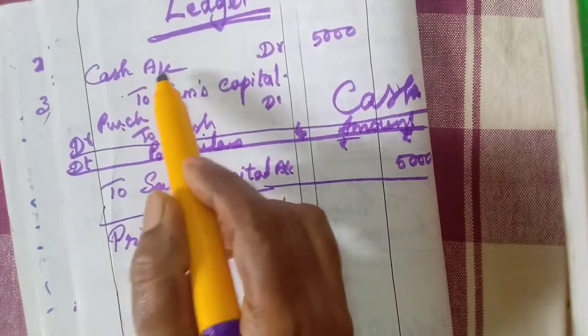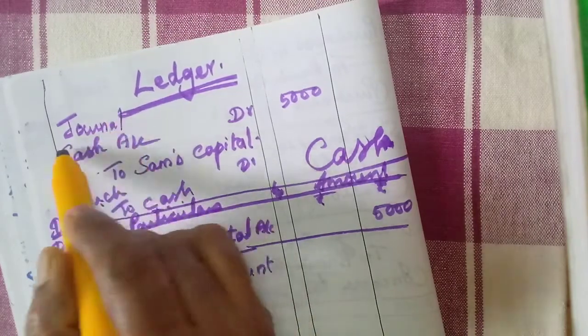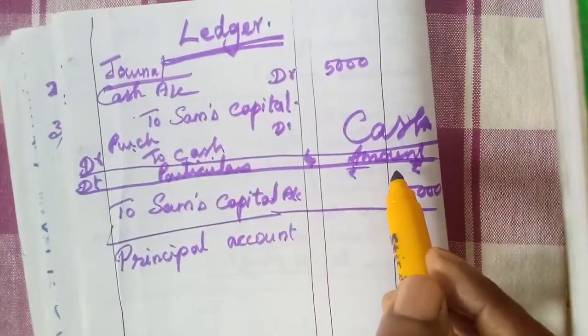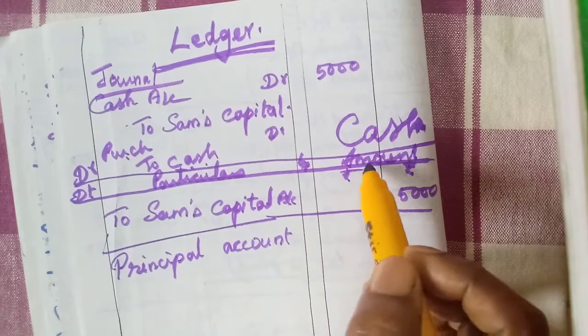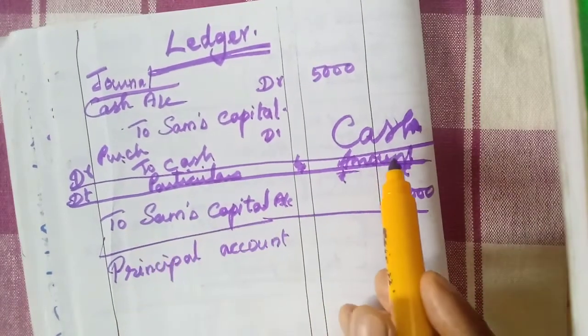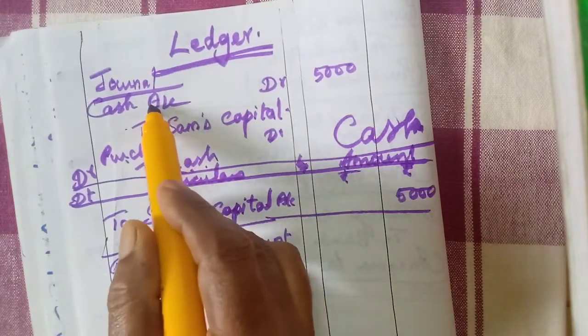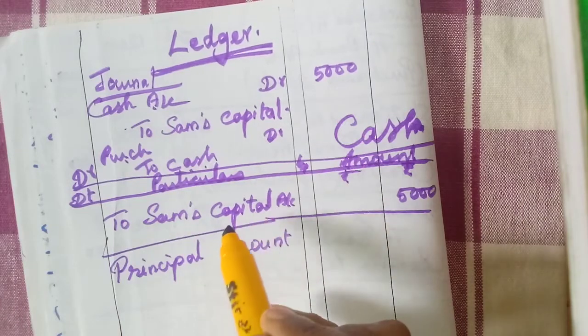So this is called journal entry, isn't it? From the journal we will post them to the ledger. So we can say posting in the ledger, that is, we are writing the account. Here cash account to Sam's Capital, we are posting this journal entry in the ledger account.